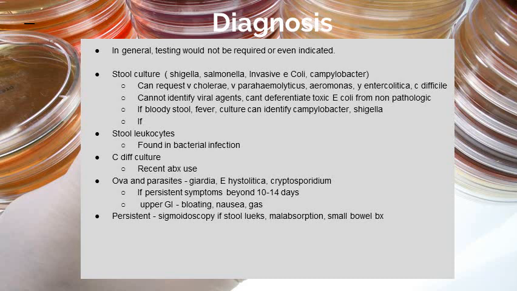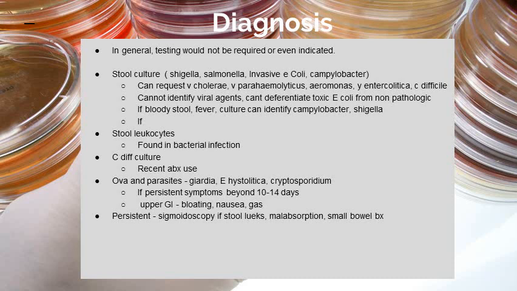Unfortunately, stool cultures cannot identify viral agents, and they cannot tell you what type of E. coli you're dealing with. So you might have a positive E. coli test without really knowing if this is a pathologic type of E. coli. And then if there's bloody stool or fever, culture can sometimes identify Campylobacter and, as we mentioned, Shigella. Stool leukocytes are also used to help differentiate what type of traveler's diarrhea a patient is infected with. If there's recent antibiotic use, you would consider getting a Clostridium difficile culture, which can change your management as well.